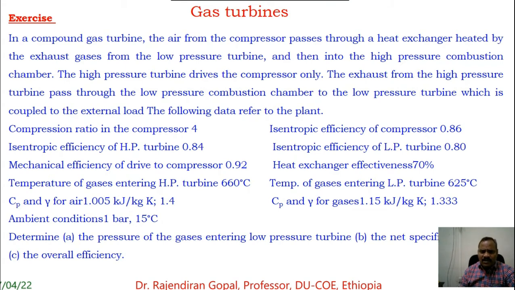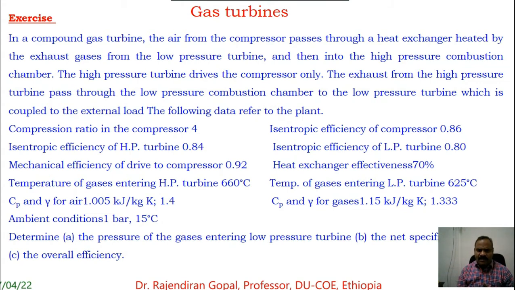The following data refer to the plant. Compression ratio in the compressor 4, isentropic efficiency of the compressor 0.86, isentropic efficiency of high pressure turbine 0.84, isentropic efficiency of low pressure turbine 0.80, mechanical efficiency of drive to compressor 0.92, heat exchanger effectiveness 70%, temperature of gases entering high pressure turbine 660 degrees centigrade, temperature of gases entering low pressure turbine 625 degrees, Cp and gamma for air is 1.005 kJ per kg Kelvin and 1.4, Cp and gamma for gases 1.15 kJ per kg Kelvin and 1.33. Ambient conditions are 1 bar, 15 degrees centigrade.